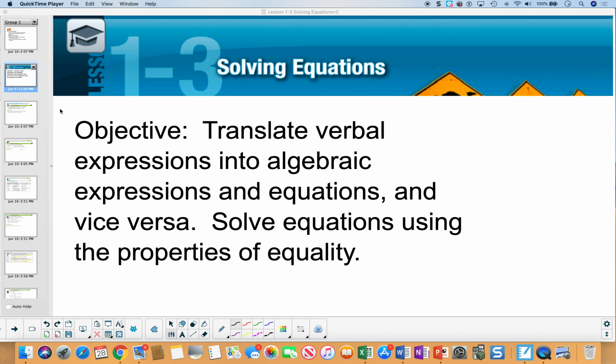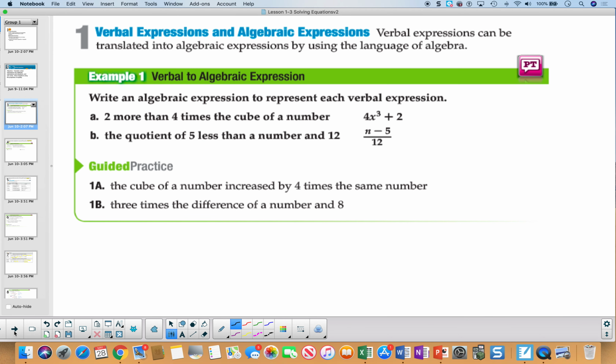Lesson 1-3, Solving Equations. Objective: translate verbal expressions into algebraic expressions and equations and vice versa, and solve equations using the properties of equality. Let's take a look at translating a verbal expression to an algebraic expression.